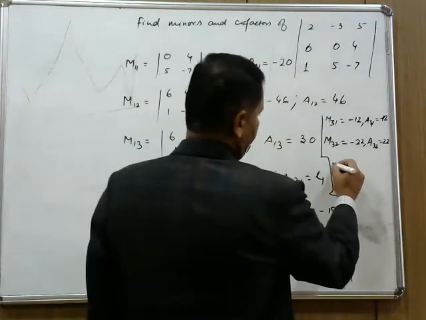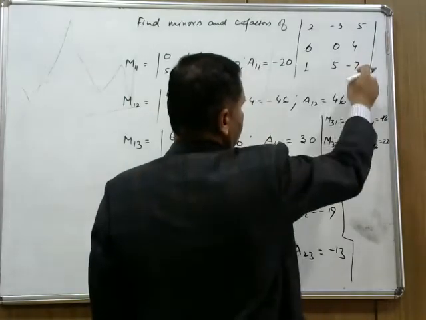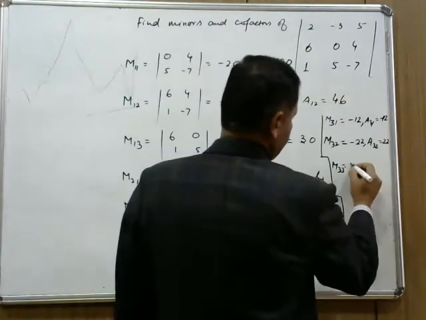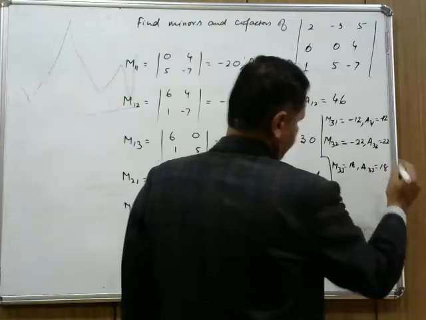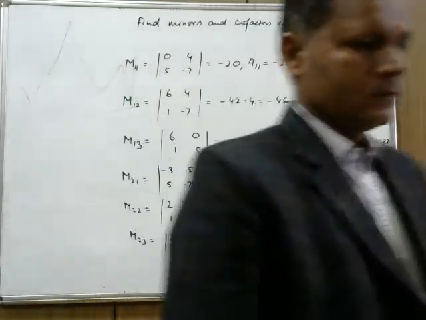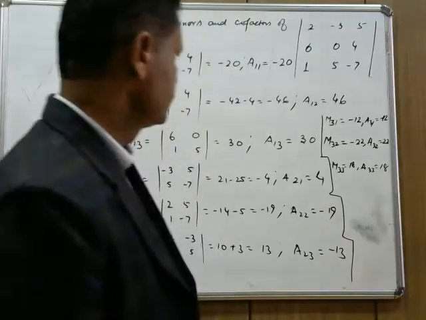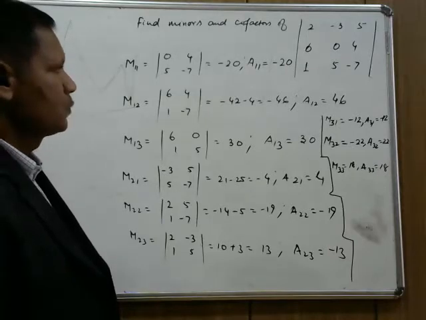And when I talk about M33, now M33 will have this row, this column gone. Now 0 minus 18 plus 18, M33 is 18, and therefore A33 will also be 18. Right? So now this is the simple way to find out the minors and cofactors.